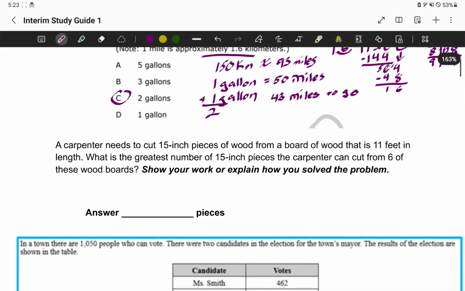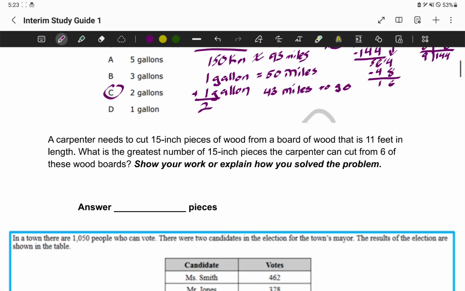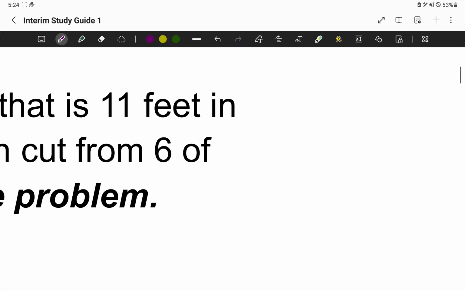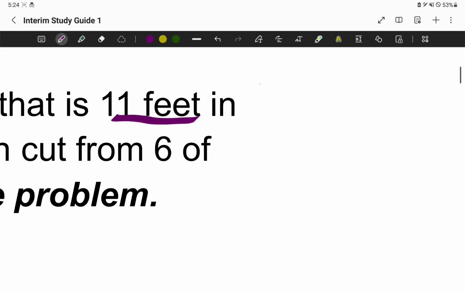Okay. So now for the second one. A carpenter needs to cut 15-inch pieces of wood from a board that is 11 feet in length. So what is the greatest number of 15-inch pieces that they can cut out of 6 of these boards? Well, let's give ourselves plenty of room. 11 feet, we need to change to inches.